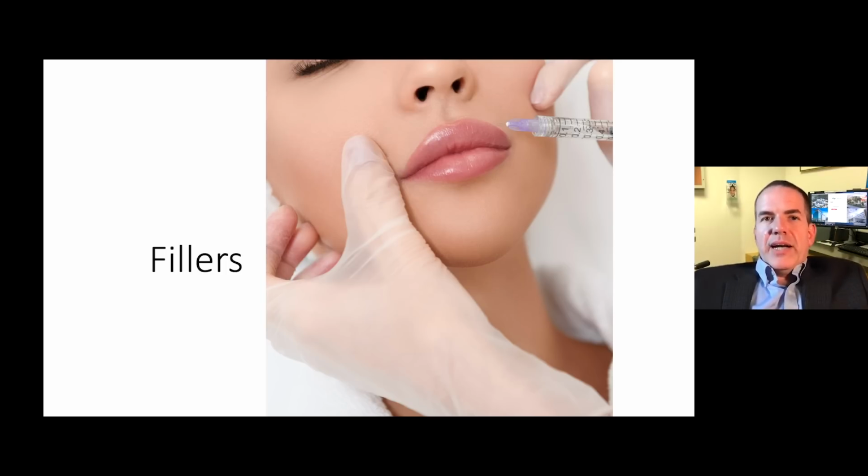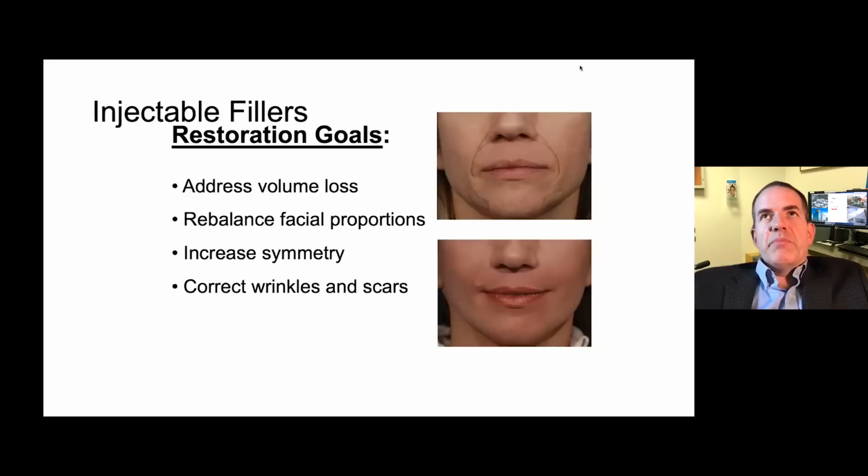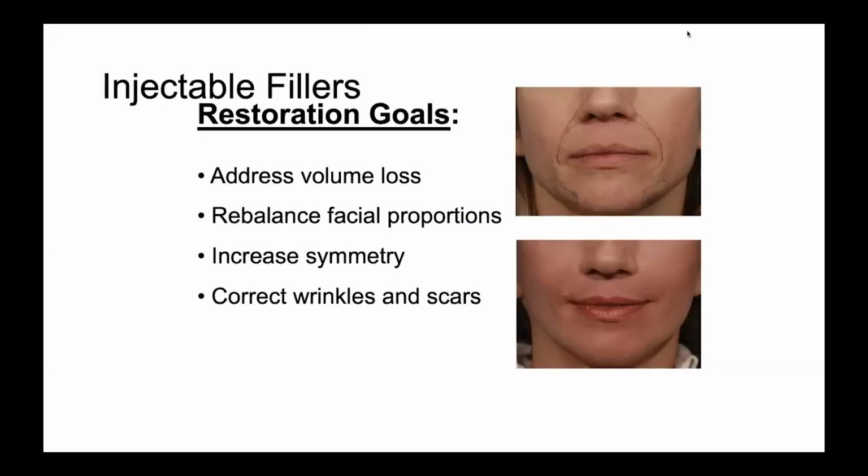In terms of injectable fillers, we can use a number of different things to fill these tissues. They're really meant to address volume loss, rebalance facial proportions, increase symmetry, and correct wrinkles and scars. And remember, before we talked about dynamic wrinkles, these are wrinkles that are underneath a muscle that's contracting. Fillers, on the other hand, we often use to treat wrinkles that are static.